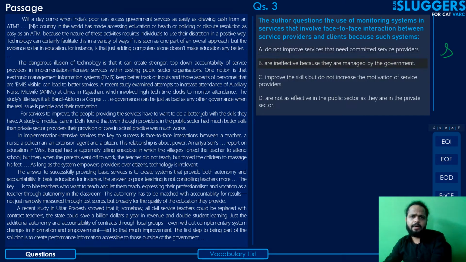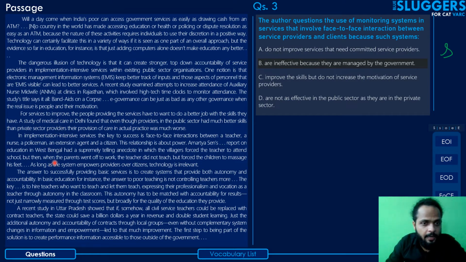Option B says are ineffective because they are managed by the government. The author has not really talked about the differential effectiveness of systems on the basis of the bodies that they are managed by. Like if they are managed by government, then they are not efficient, and if they are managed by private, then they are probably more efficient.